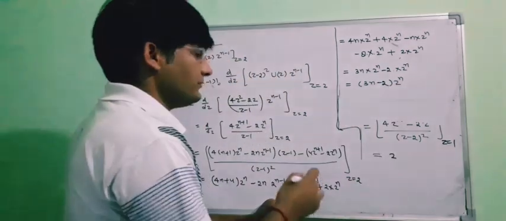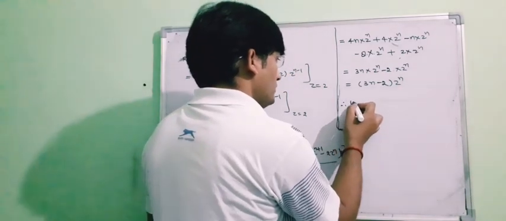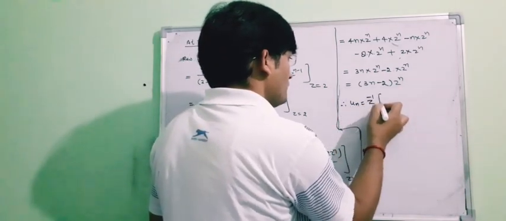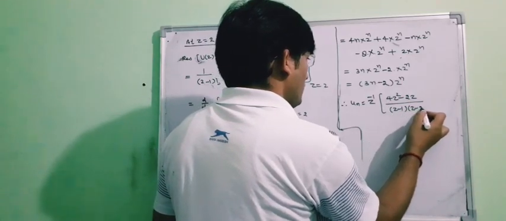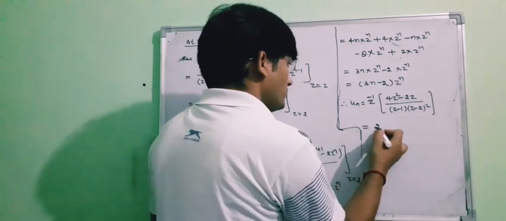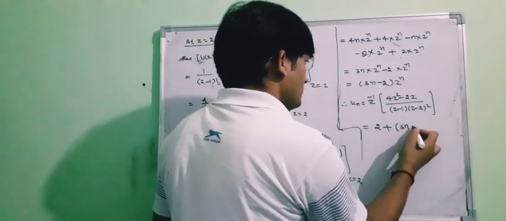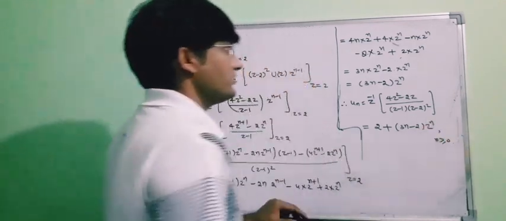So your answer is, therefore, the z transformation of 4 upon (z minus 1) into (z minus 2) whole square is equal to the sum of the residues. The first residue was 2 and the second residue is (3n minus 2) z power n, where n is greater than or equal to 0. So this will be your answer.